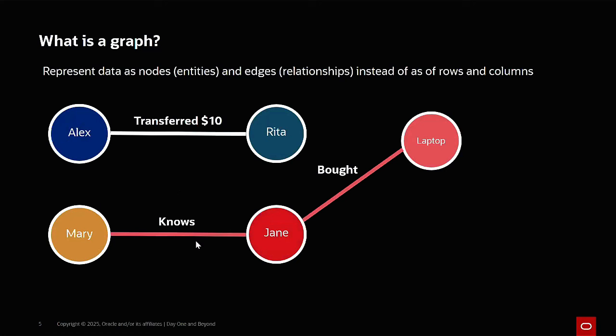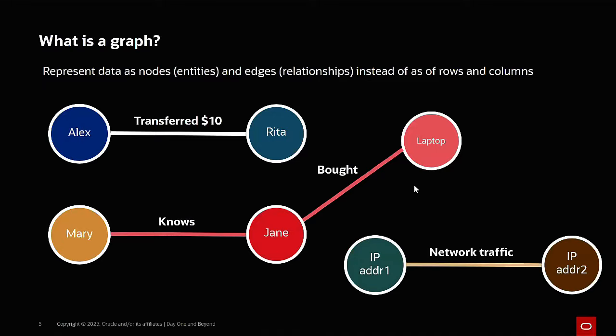And you can have, let's say, Mary knows Jane, so these are two customers, and they're connected with a relationship that Mary knows Jane. You have another thing in your data, another type of entity, which is an object. That's a laptop, and that's what Jane bought. So you have Mary knows Jane, and she bought a laptop. And then the final example is you have, let's say, IP addresses represented by nodes in your data, and then network traffic between them. So when a network packet goes from one IP address to another, that's the relationship between them.